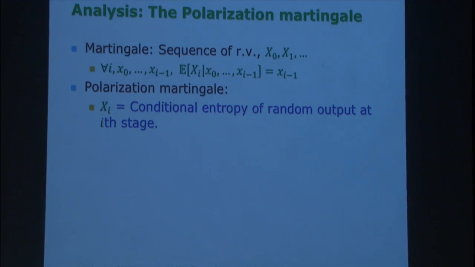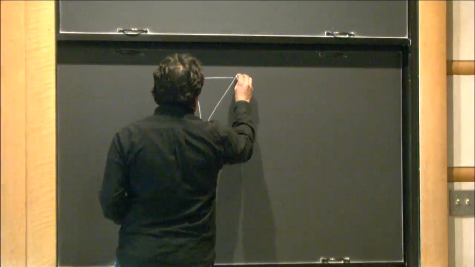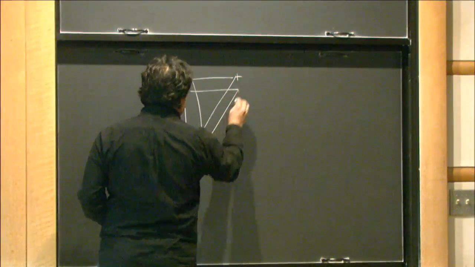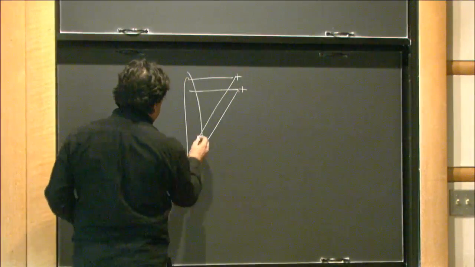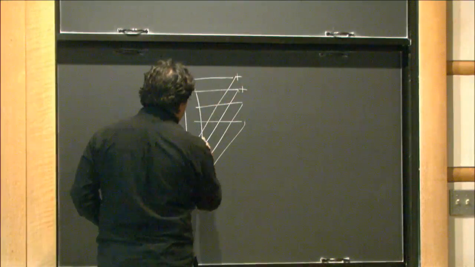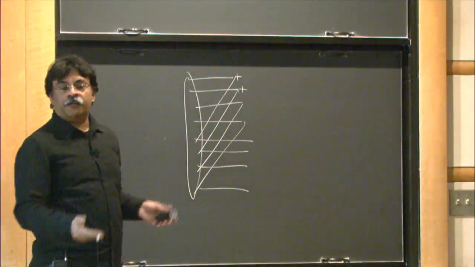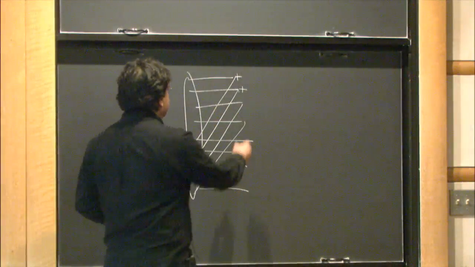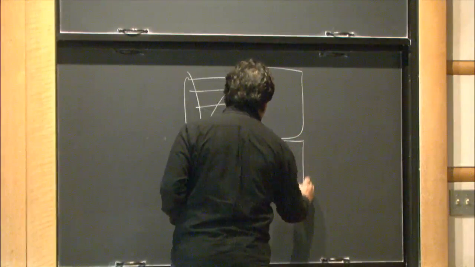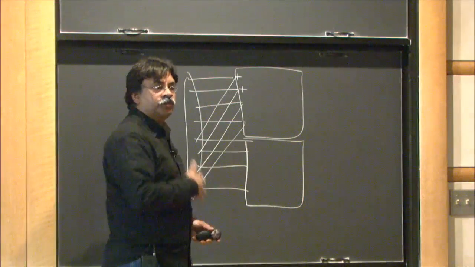Initially I am given n bits and I take the first and the n over 2 plus 1th, the second and the next one, etc., and calculate these summations and then send this over. This is the first layer of polarization. The second layer of polarization then does something recursively on the first half and does something on the second half. So this is the whole sequence.